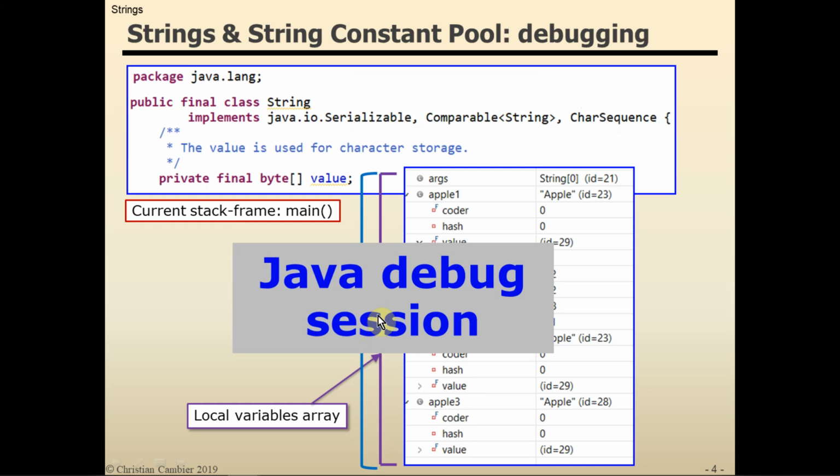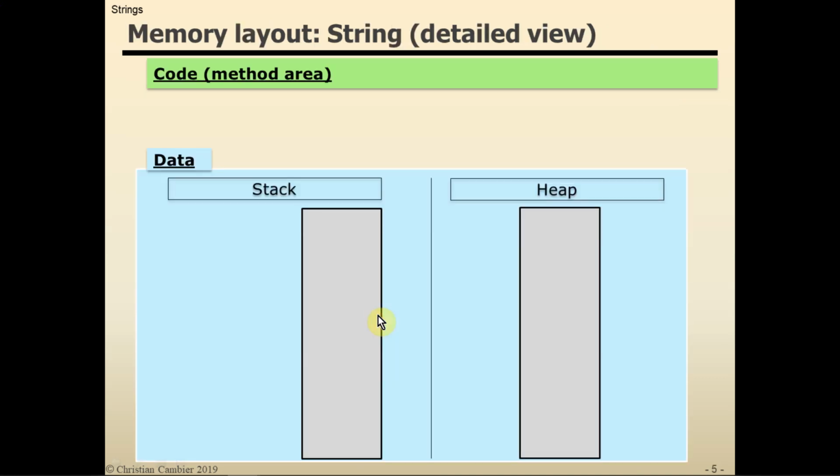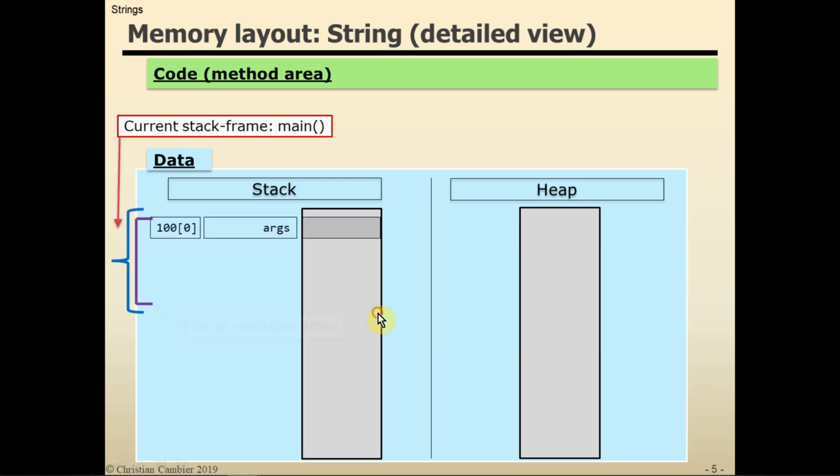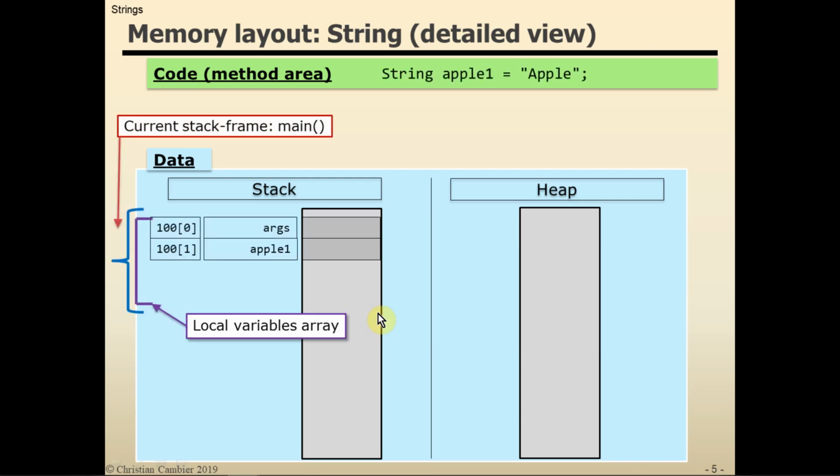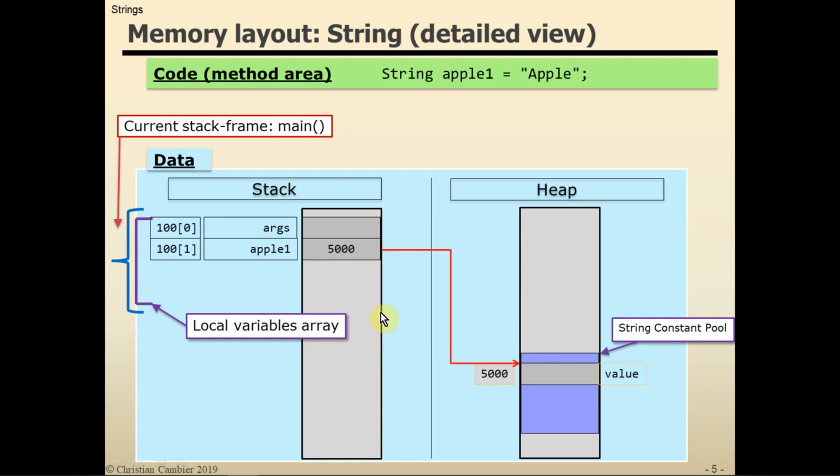So, knowing this, we need to adjust our presentation. Detailed view. So let's redesign our layout using the knowledge acquired from the debug session. The declaration of the first string, apple1, is of type String and is assigned the string literal apple. The string is still stored in the string constant pool, but what will be the content of value?